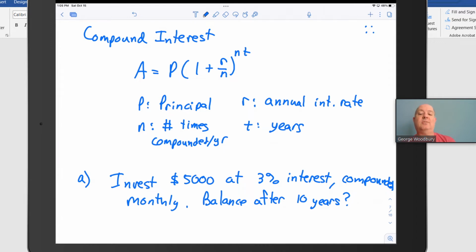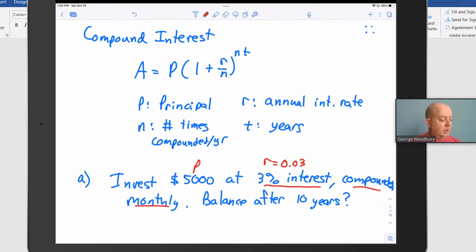It says invest $5,000 at 3% interest compounded monthly. What is the balance after 10 years? I want to extract the important information here and label the variables. So let me change colors. Invest $5,000, that's the principal P. That's the amount that's being invested. 3% interest, R equals 0.03, changing 3% to a decimal.